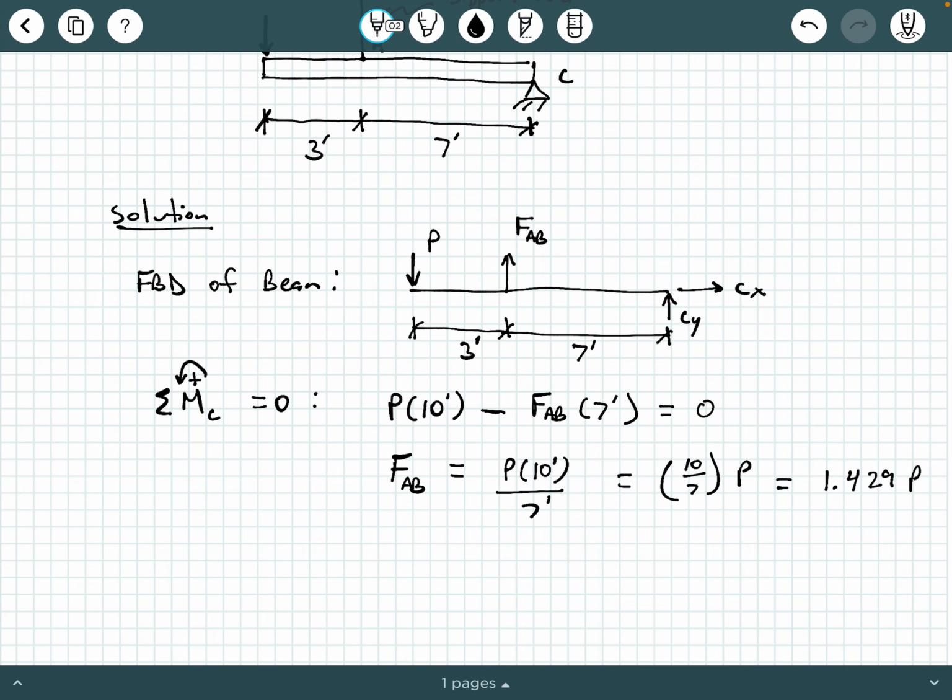So what we have here is FAB in terms of P. The force developed in that rod AB is going to be 1.429 times P, where P is what we ultimately want to solve for later. So that's the statics piece of this.